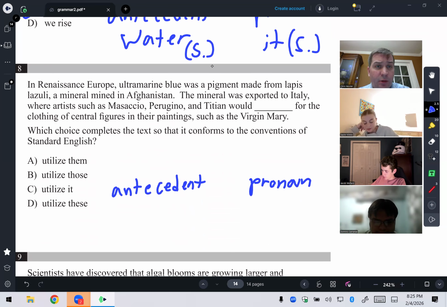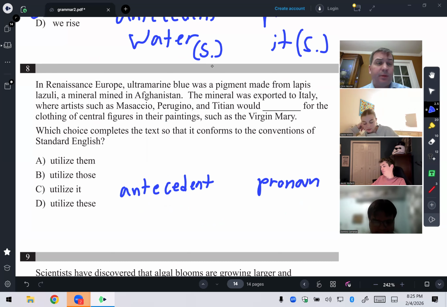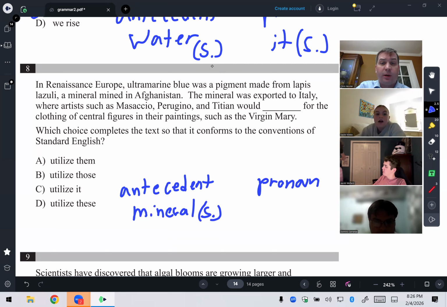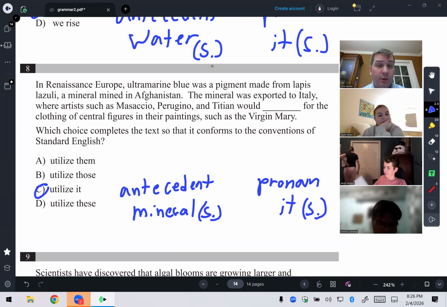In Renaissance Europe, ultramarine blue was a pigment made from lapis lazuli, a mineral mined in Afghanistan. The mineral was exported to Italy, where artists such as Masaccio, Perugino, and Titian would blank for the clothing of central figures in their paintings, such as the Virgin Mary. So here we have one mineral, which is singular. So we need a singular pronoun that can refer back to one mineral, it. So these artists would utilize it for the clothing of central figures in their paintings.